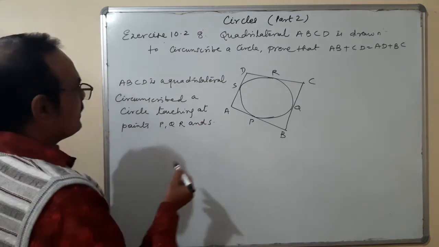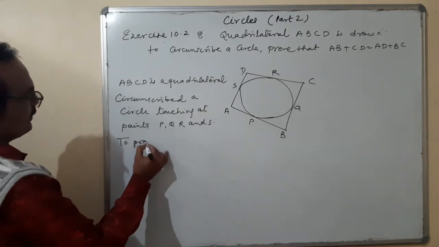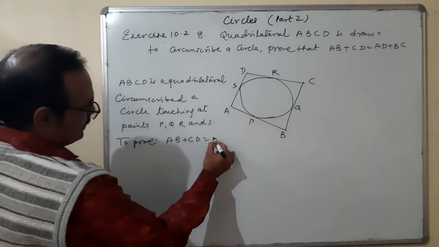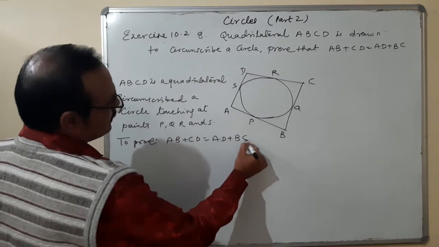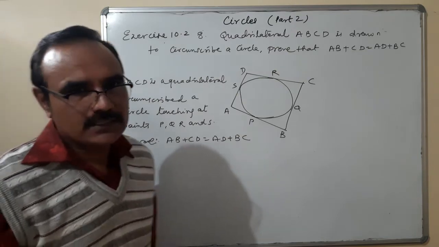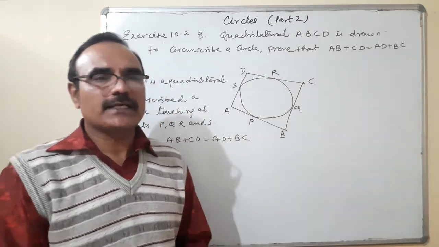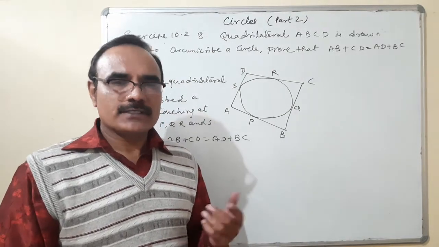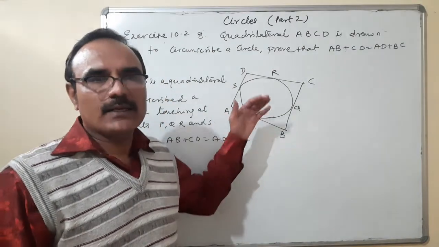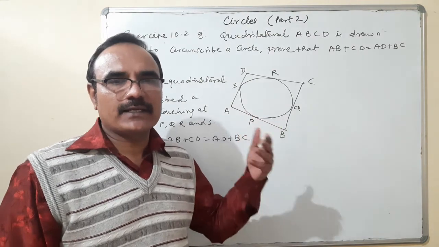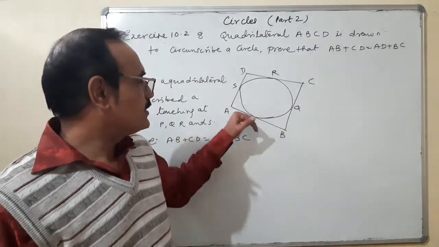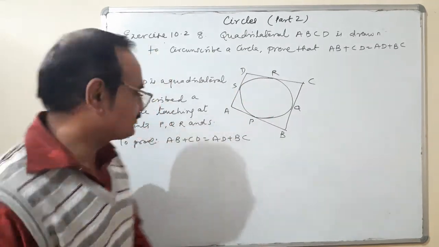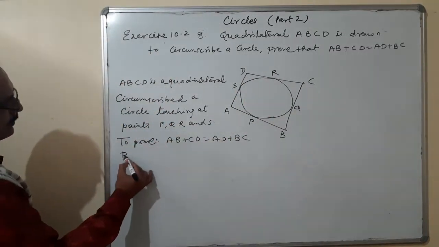Right? We have to prove that AB plus CD is equal to AD plus BC. That means the sum of opposite sides is equal to the sum of the other two opposite sides. If the quadrilateral is circumscribing a circle, then for any type of figure, whether it is a rectangle, parallelogram or trapezium, the sum of opposite sides is always equal. Okay. Proof.